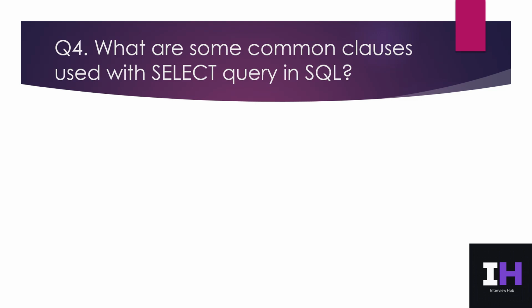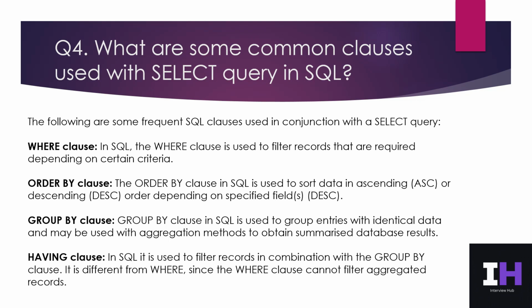Q4. What are some common clauses used with select query in SQL? The following are some frequent SQL clauses used in conjunction with a select query. Where clause. In SQL, the where clause is used to filter records that are required depending on certain criteria. Order by clause. The order by clause in SQL is used to sort data in ascending, ASC, or descending, DESC, order depending on specified fields.